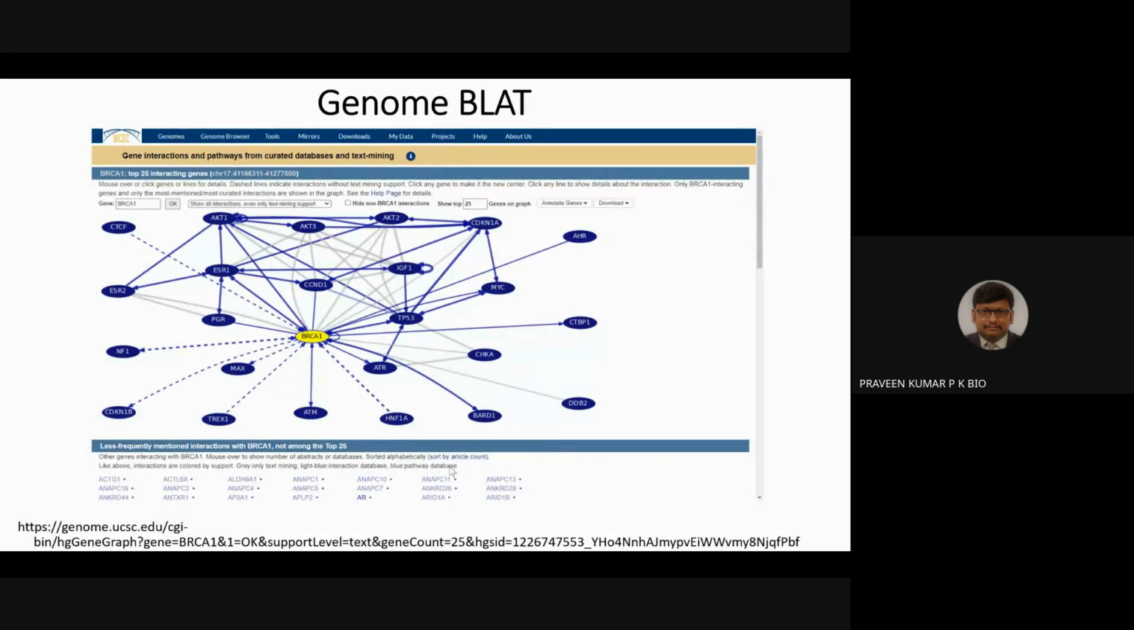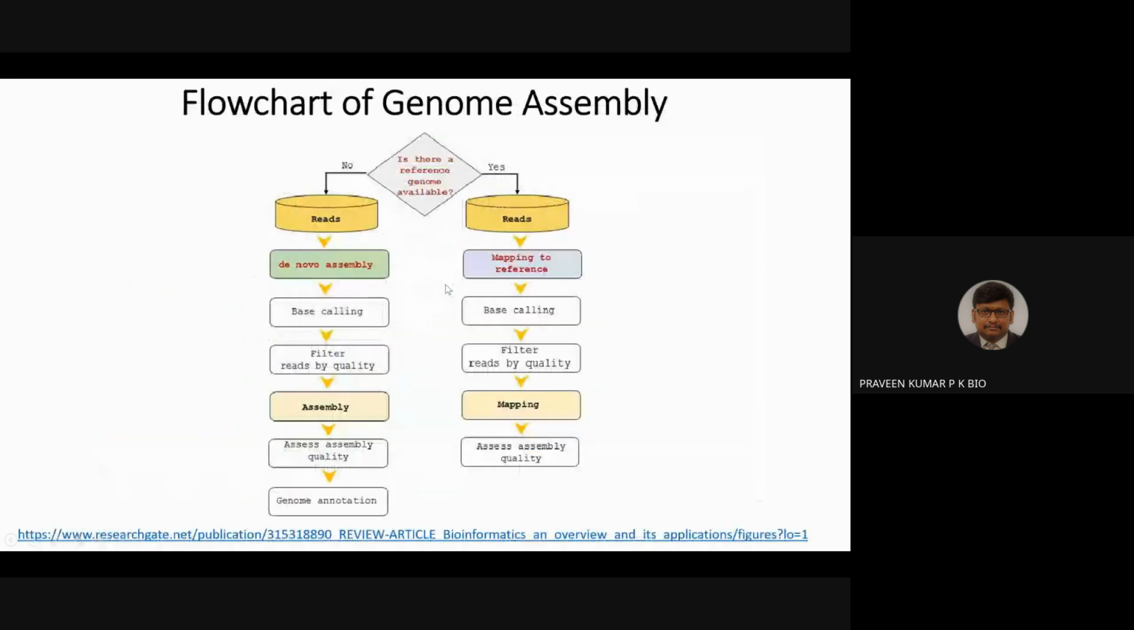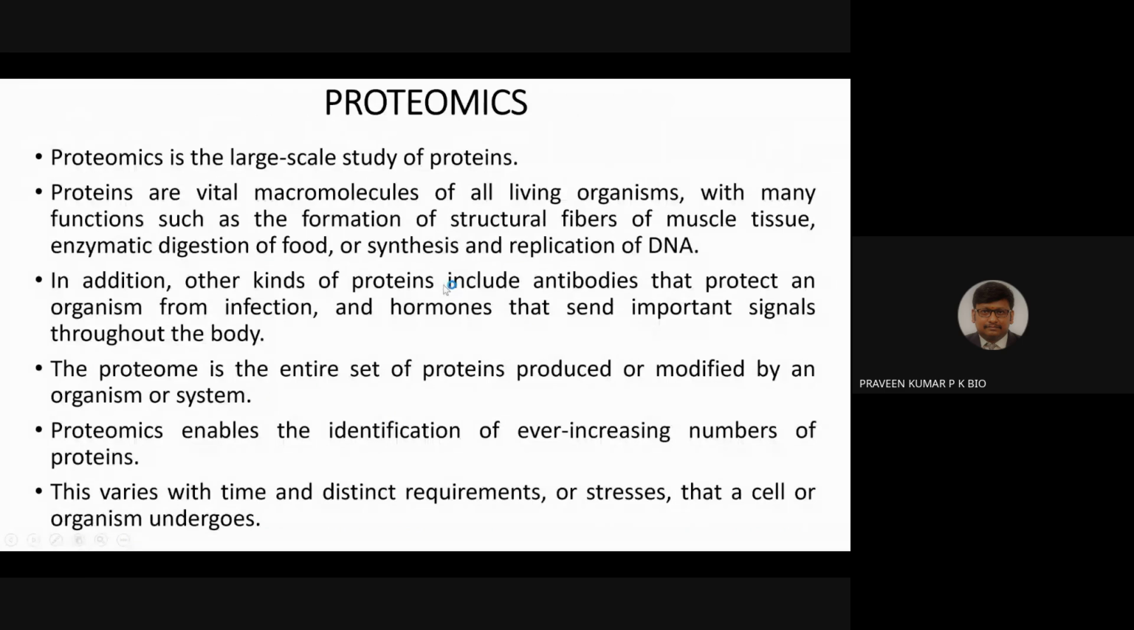Yeah, in genome plat, we can also see not only gene-gene interactions, but also protein-protein interactions. We also have interaction networks here. Okay, for proteomics. Then what is proteomics? Proteomics is a large-scale study of proteins. Proteins are vital molecules. You can also have a separate human proteome. Okay, then what you call proteome is the entire set of proteins produced or modified by an organism or system.